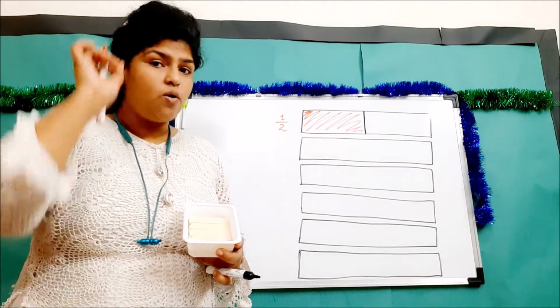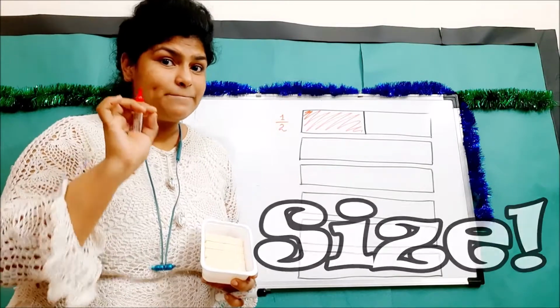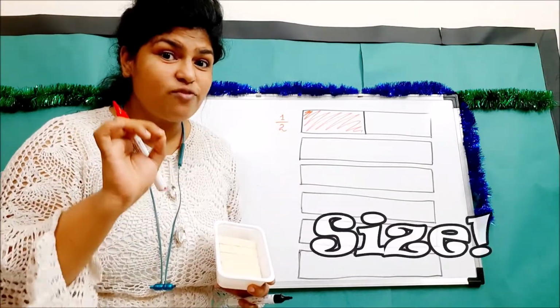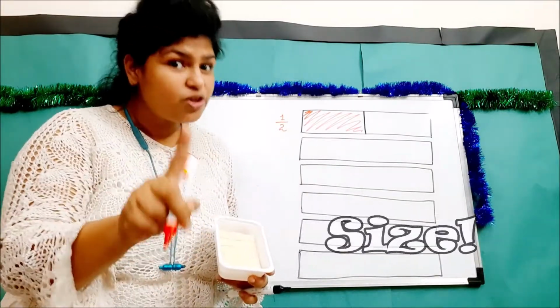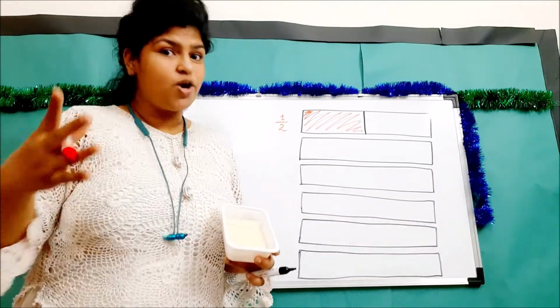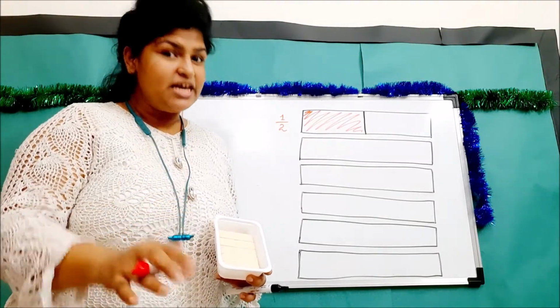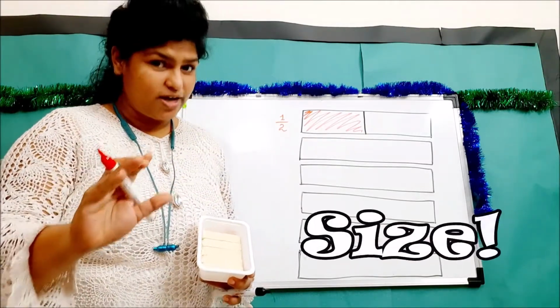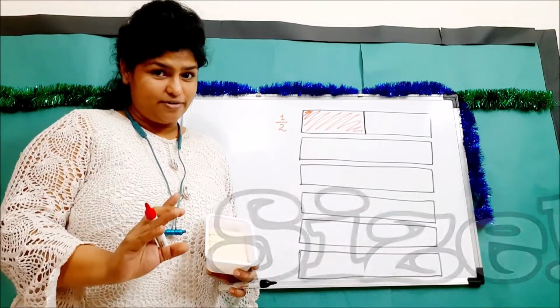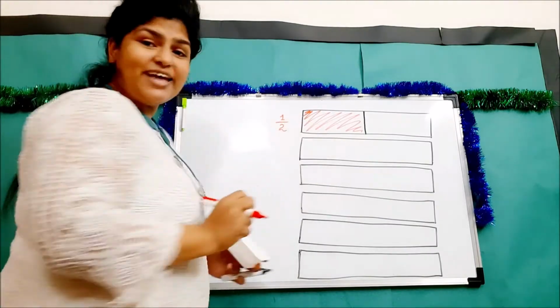Right now we are only focused on the size of the piece or size of the tukda. The size of the tukda will decide whether the fraction is big or small. Clear? I repeat, the size of the tukda will decide whether the fraction is big or not. So, look at the size of it.